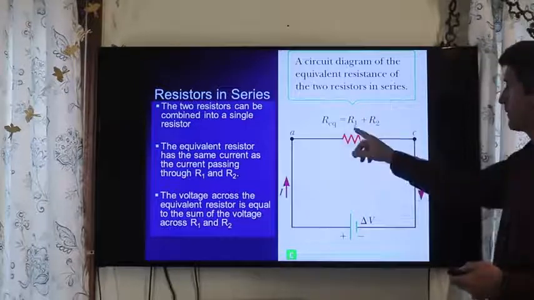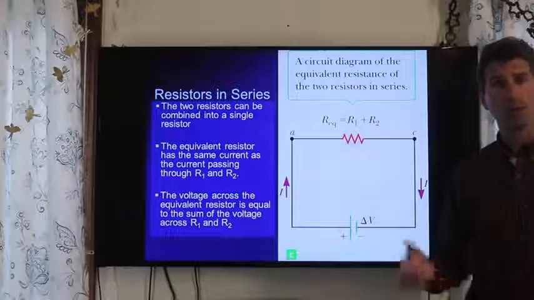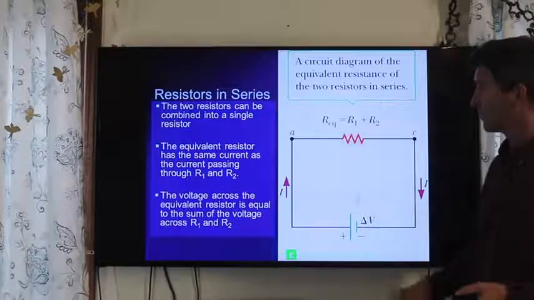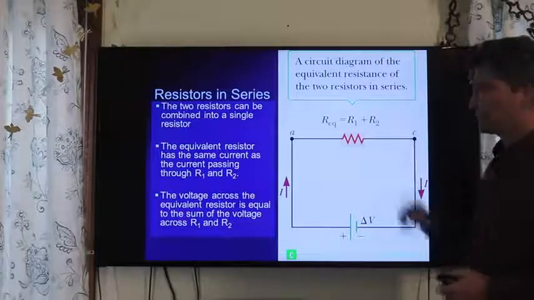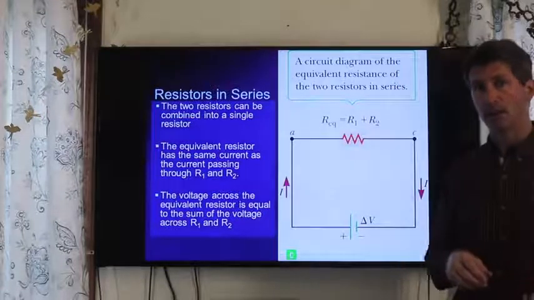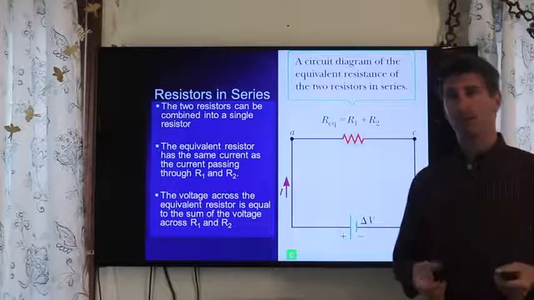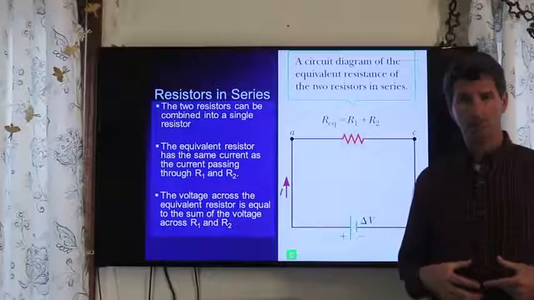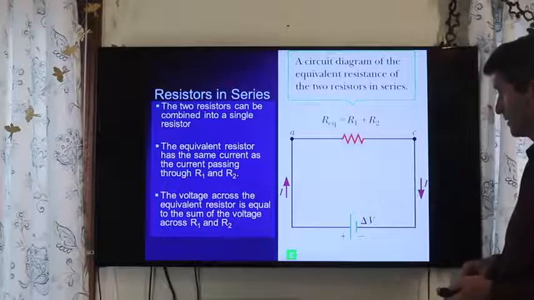Okay? So the first resistor was, let's say, 10 ohms, the second one was 20 ohms, 10 plus 20 is 30. It would have the exact same effect if I had just one resistor there at 30 ohms. The reason why we do this is because it's much easier to solve for a single resistor than it is for two or more resistors.